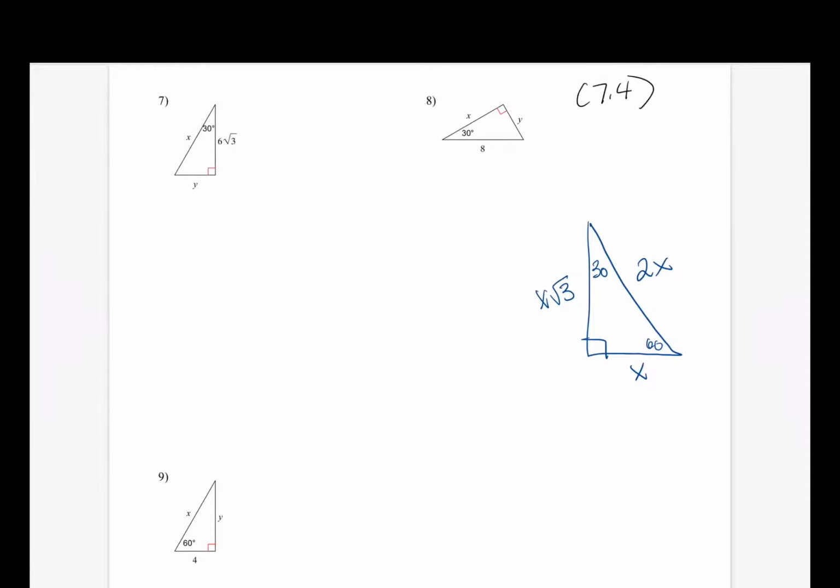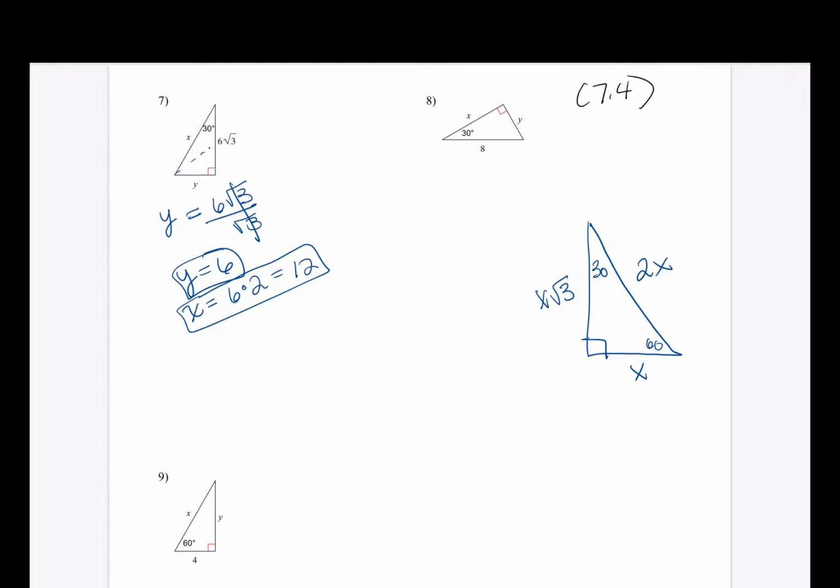Number 7, you are given the long leg. And no matter what, unless you're given the short side, your first step should be to get the short side. So we're given the long leg, the one across from the 60-degree angle. In order to get the short leg, which in this case is y, I have to take the long leg and divide it by root 3. So y is just 6 here. And then to get the hypotenuse, which in this case is x, I just multiply the short leg by 2. So y equals 6, x equals 12.